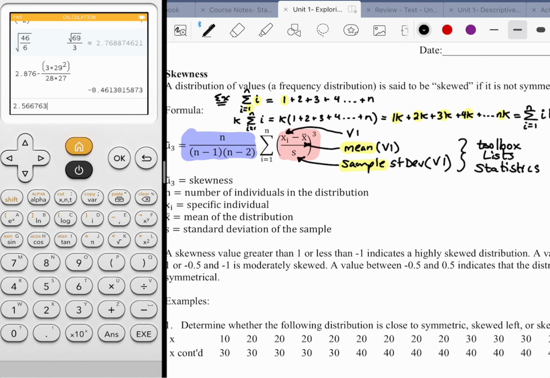All right. So then I'm going to take that and multiply it by n over (n minus 1)(n minus 2). The n is the number of values in the set. We don't have to do anything fancy there. The number of values in the set is 30. So 30 divided by 29 times 28. When you hit enter, or OK, or execute, it gives you your skewness value.